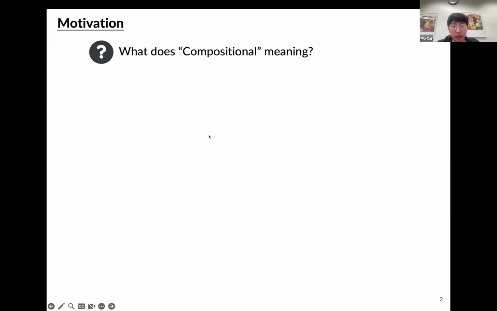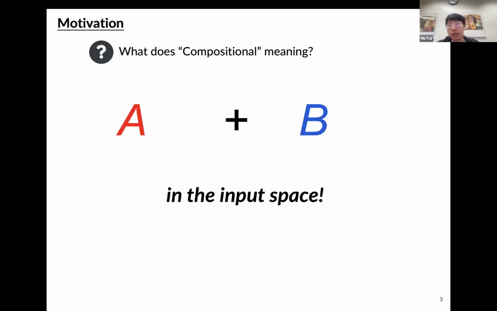So what is compositional? What does this word mean? Compositional is very simple. It just means we have two sources, source A and source B. We want to think about some ways to compose them together and either try to evaluate the performance in this case, or try to improve the performance in this case.